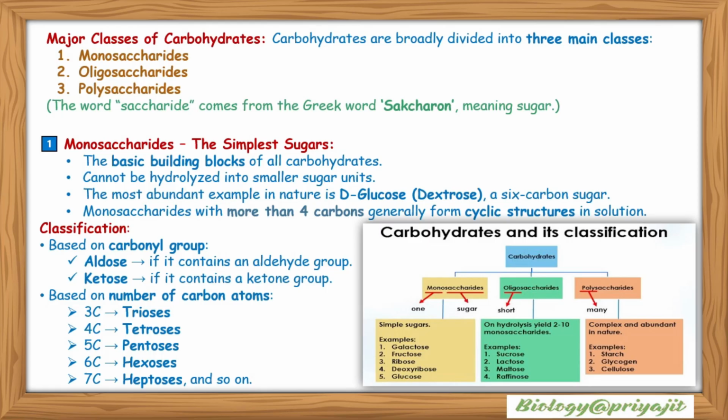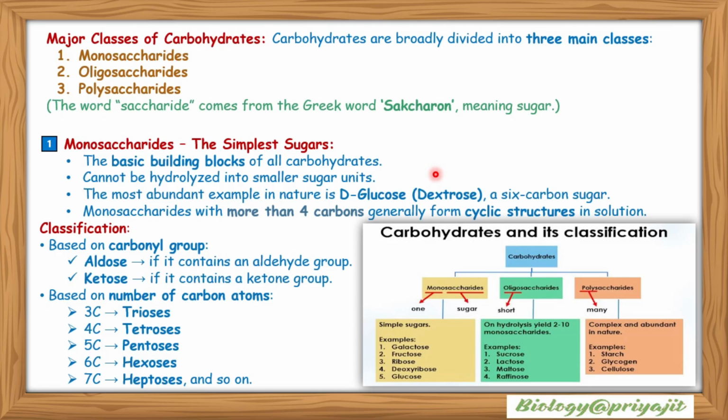Major classes of carbohydrates. Carbohydrates are broadly divided into three main classes: monosaccharides, disaccharides, and polysaccharides. The word saccharide comes from the Greek word saccharon, meaning sugar. So, what are monosaccharides, the simplest sugars? The basic building blocks of all carbohydrates are the monosaccharides. They cannot be hydrolyzed into further smaller sugar units.